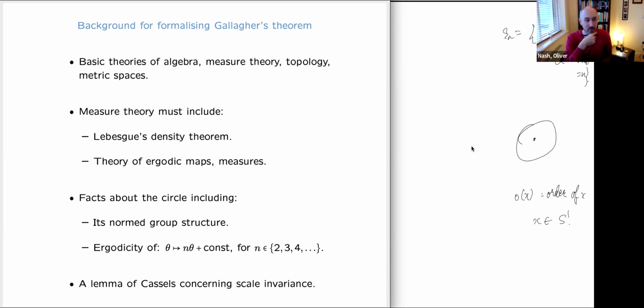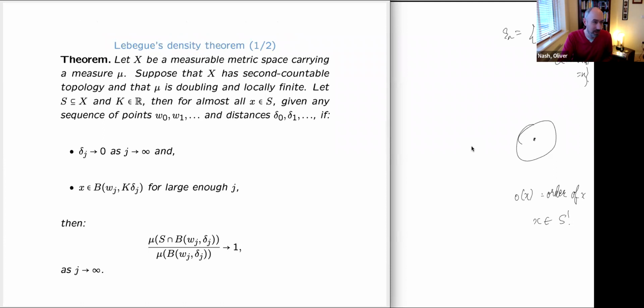So that's the background. So I'll talk now, for the next 15 or 20 minutes about the background, and then we'll assemble a proof of Gallagher's theorem, and hopefully I'll have some useful points about formalization to make along the way. Okay, so first of all, Lebesgue's density theorem, that's first up on our menu of stuff to learn about.